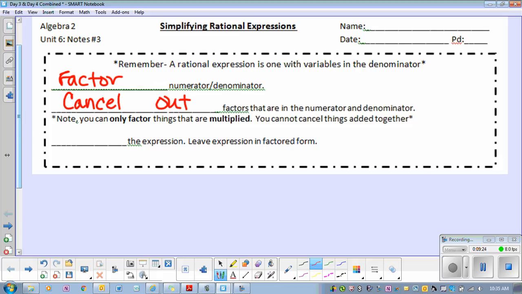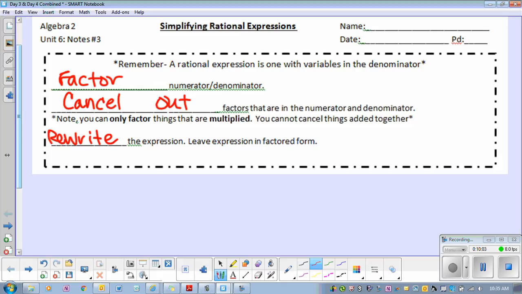Right underneath it, there's an asterisk, right? Because you can only factor things that are multiplying, all right? If they have a plus or a minus in between them, you can't cross them out. Plus and minus means that they're joined together. Don't just cross them out, okay? And then the last part is you want to rewrite the expression. All right, rewrite your expression, leave it in factored form.